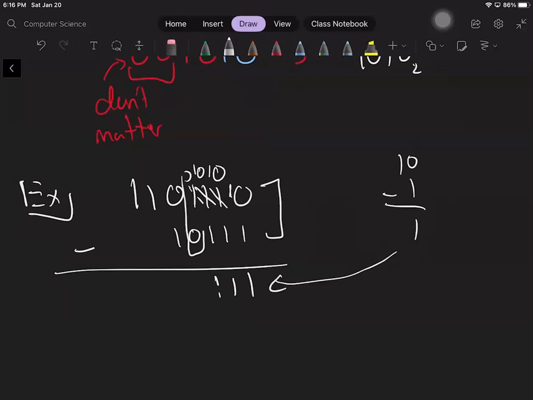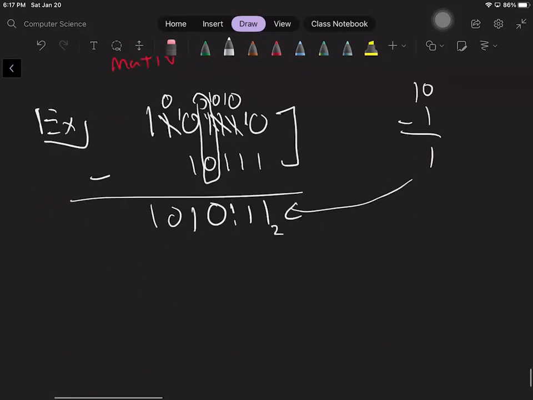Now here, we're doing 0 minus 0. That's fine. The next one is 0 minus 1. Gotta borrow to do 1, 0 minus 1 is 1. And then 0 minus nothing is 0, 1 minus nothing is 1. Okay, so then that's that one.